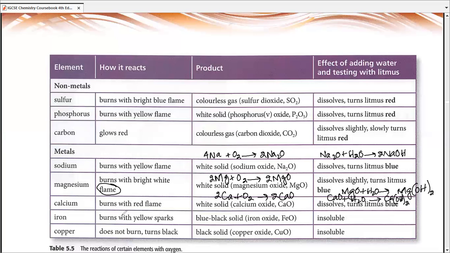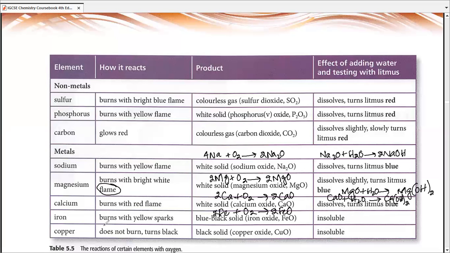Up next is iron. It burns with yellow sparks and not with a kind of flame color. It gives us a blue-black solid, which is iron oxide, FeO. The reaction is pretty simple: 2Fe plus O2 gives us 2FeO, which is insoluble in water. And remember, if it's insoluble in water, we can't test it with the litmus paper. This is something that we have previously discussed under the heading of importance of water. So water is pretty significant. If there's water, an acid can act like an acid, an alkali can act like an alkali, but in the absence of water, both cannot happen.